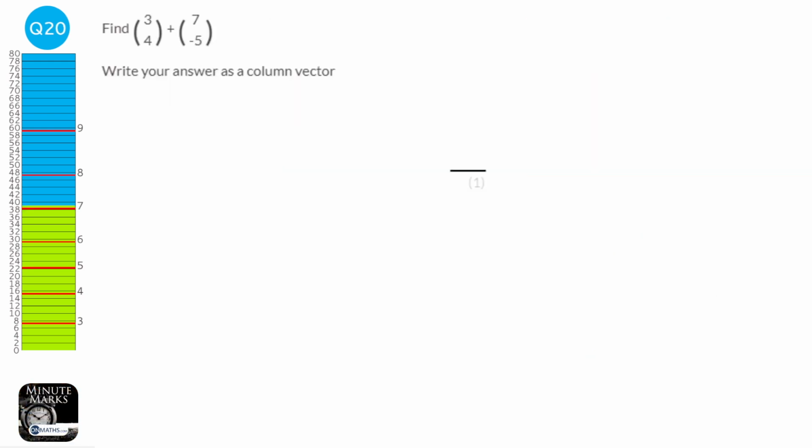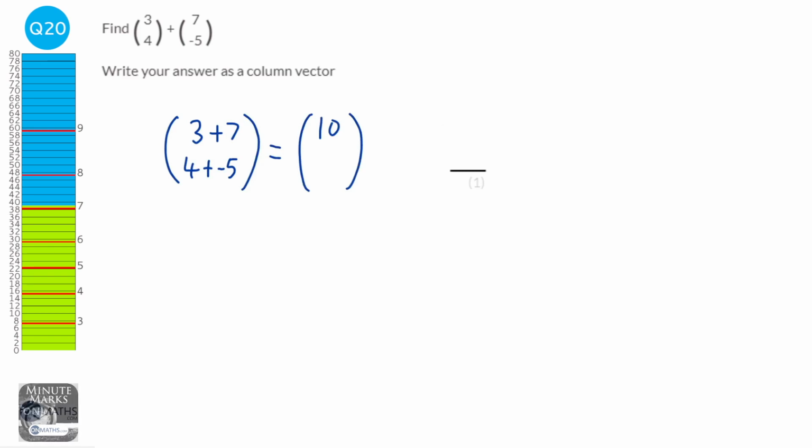To add column vectors, all we need to do is add the tops and add the bottoms. So 3 plus 7 is 10, and 4 plus minus, or just 4 minus 5, is minus 1. So our answer is 10 minus 1.